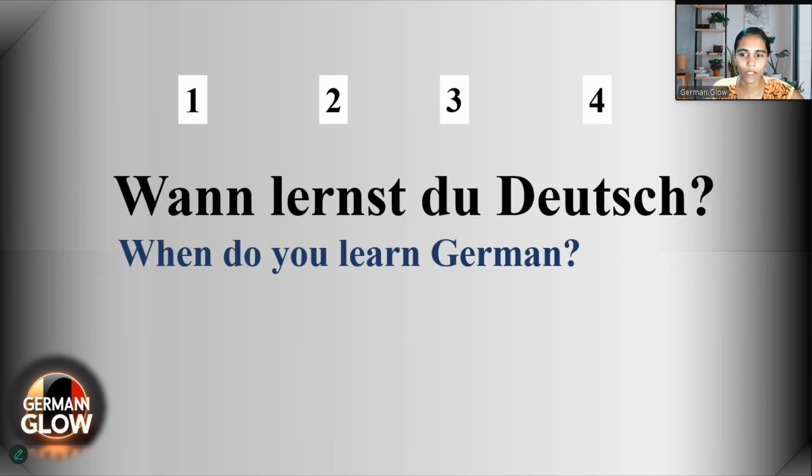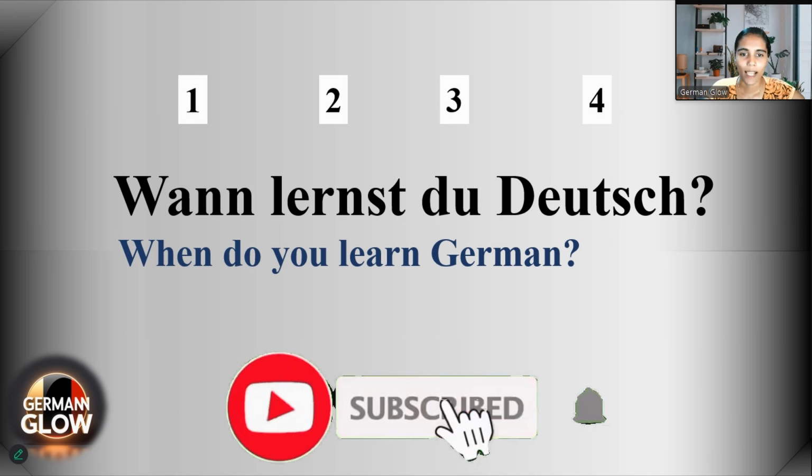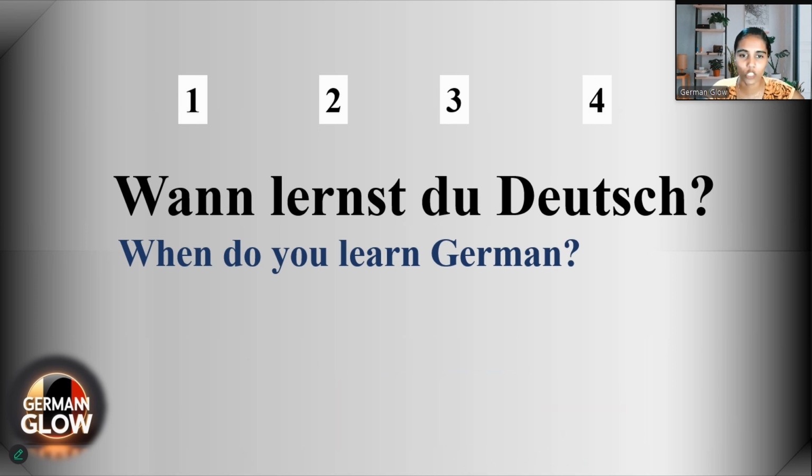An example: Wann lernst du Deutsch? When do you learn German? Wann is the WH question word, when. Lernst is the verb. Du is the subject. Deutsch is the object. The verb is still in the second position, even in a WH question. That's the golden rule again.